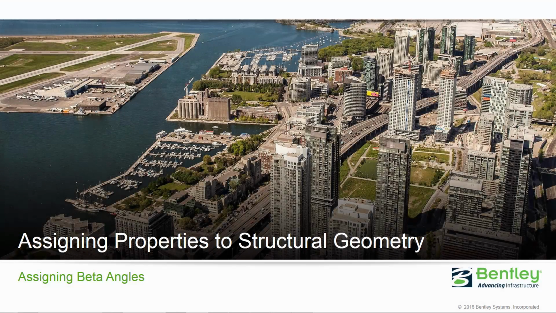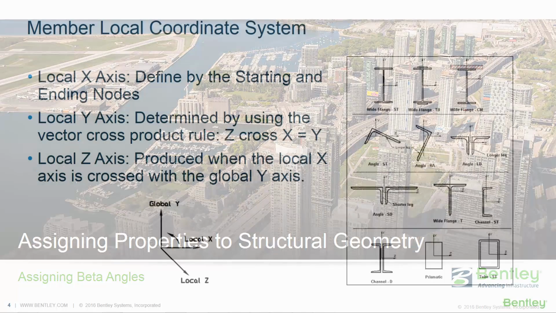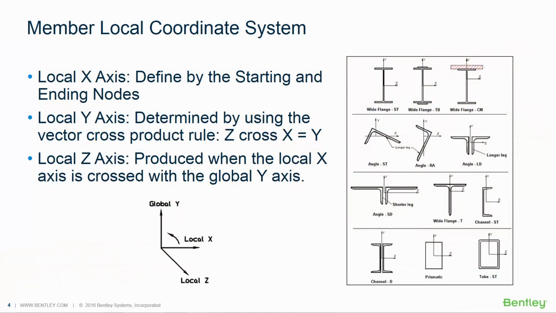Welcome to the Bentley Systems training course where you will learn how to assign properties to structural geometry. In this video, we're going to be focusing on assigning beta angles or member rotation in STAAD Pro Connect Edition. Now, before we begin learning how to assign a custom beta angle to the different members in your STAAD Pro model, let's first go ahead and discuss the member local coordinate system.